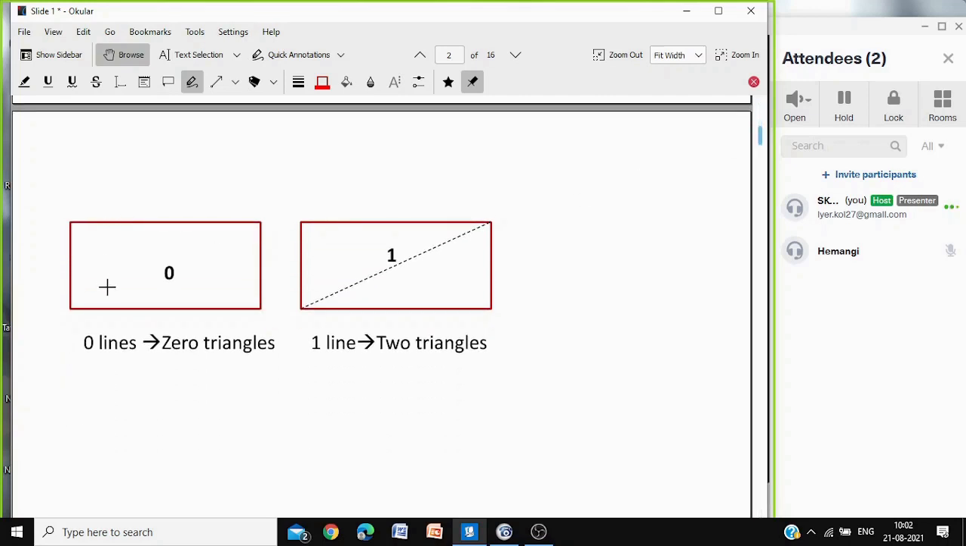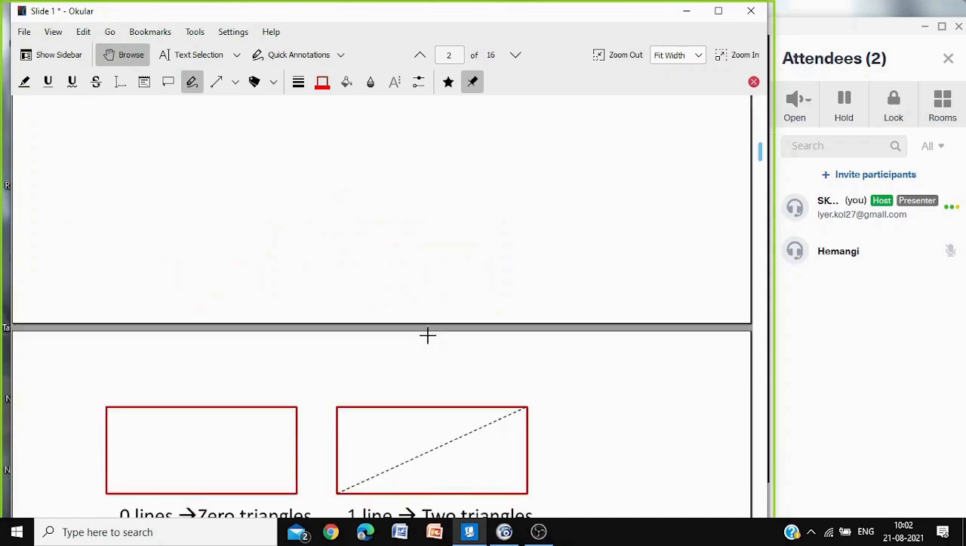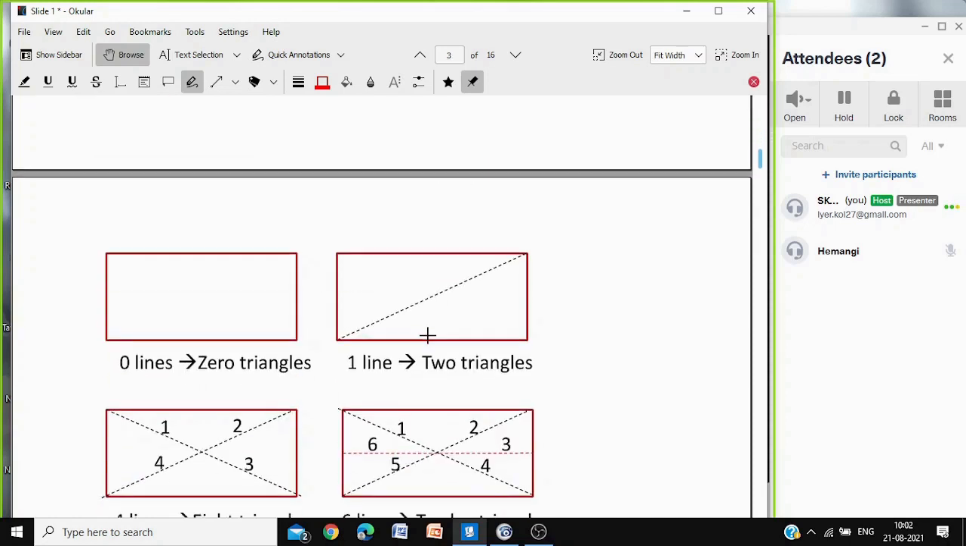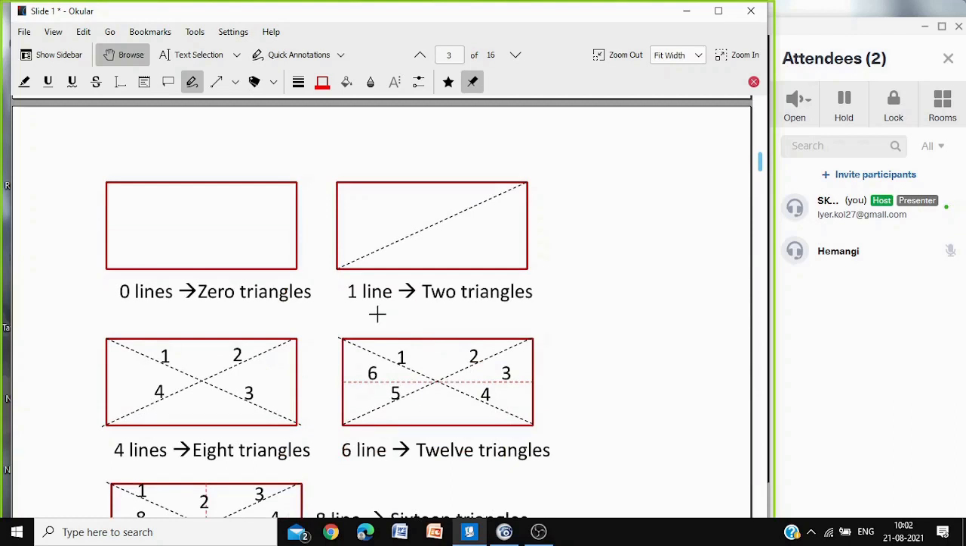See, here we have got a rectangle with no line inside. So we have got 0 triangles. Now here we have got one line and we have got 2 triangles. So 0 line, 0 triangle; 1 line, 2 triangles. Now let us extend this. There is the principle. Now we have got two lines, but they are intersecting at a point, so you can consider 4 lines.